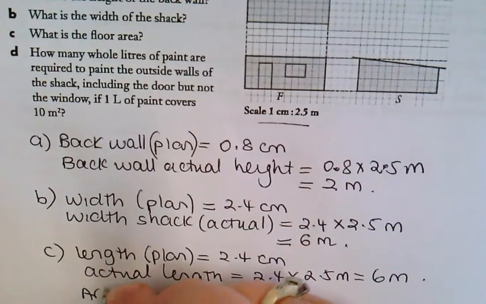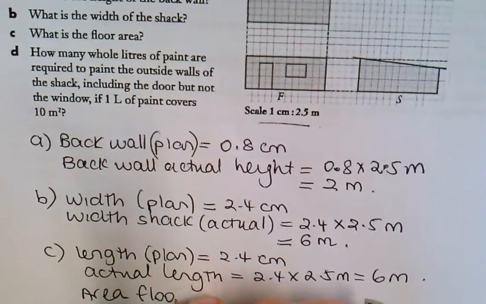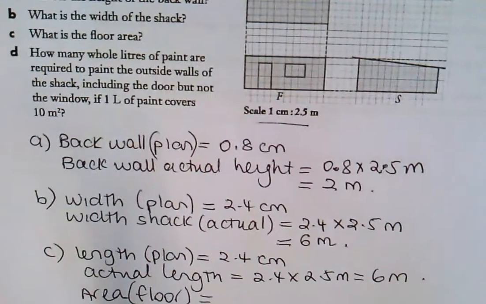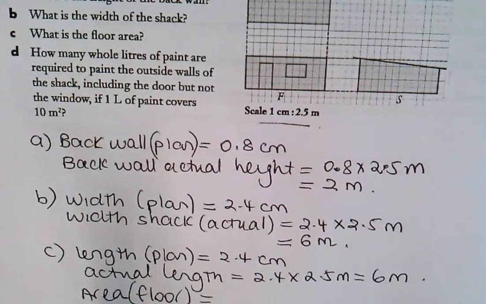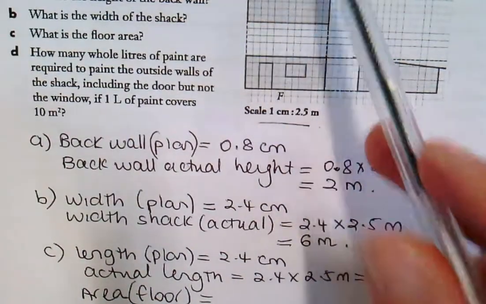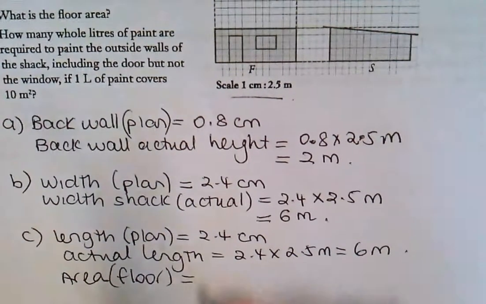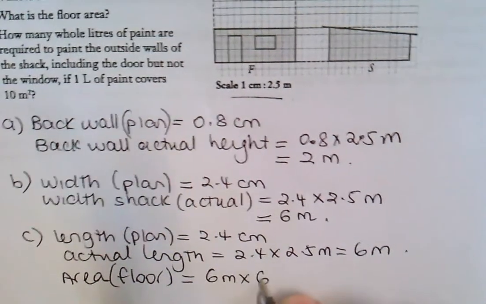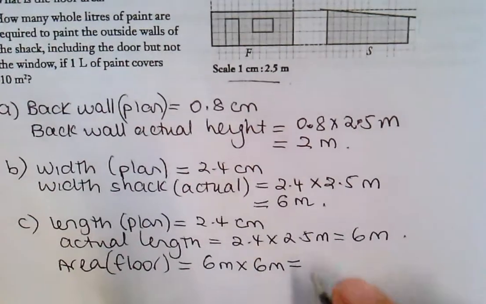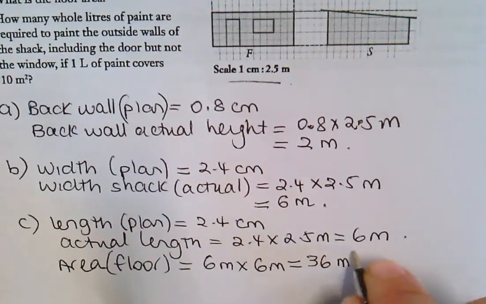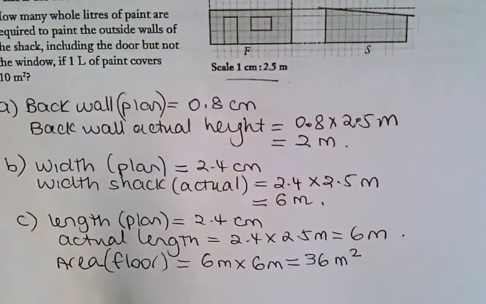So therefore the area, the floor area, is going to be what times what. So please put them into proper distances first before you work out the area. I don't want you working out the area of this little thing here, all right? So the actual floor area is 6 metres. We need actual distances, please, before you work it out. 6 metres by 6 metres, which is 36 metres squared, okay?